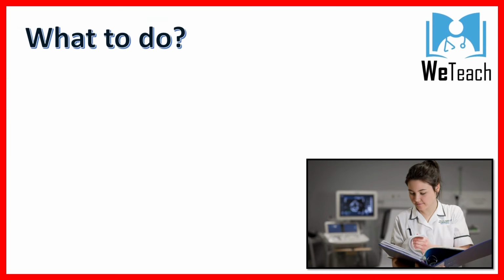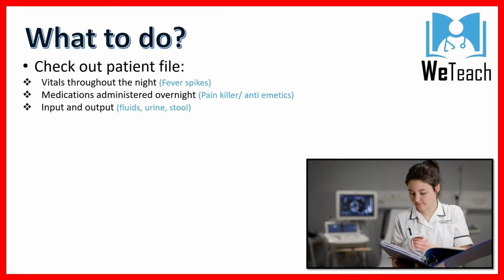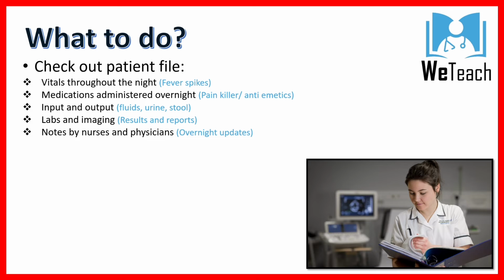So how do you perform a good pre-round? Before you see a patient, make sure to take a look at their file on the system. Things you'd want to look at would be the patient's vitals throughout the night to see if, for example, they had any spikes of fever. You also would want to check the medications that were given to your patient overnight, like painkillers or antiemetics. Check their input and output, fluids, urine, and stool. This is especially important in patients with kidney problems, for example. Check if there are any new lab results or imaging reports that are out. And generally, any notes written down about the patient by nurses or physicians. Remember to note down any findings you come across on a piece of paper or on your phone.